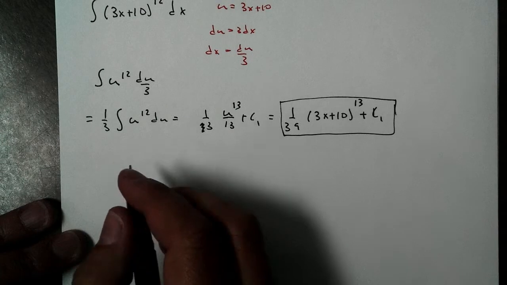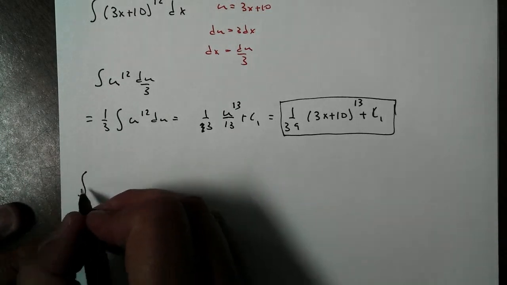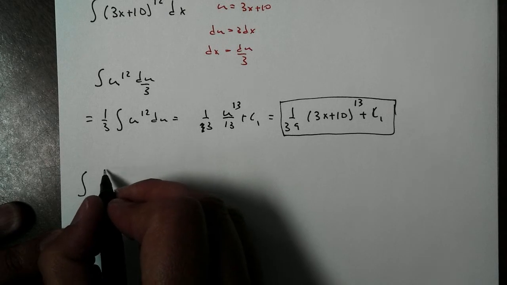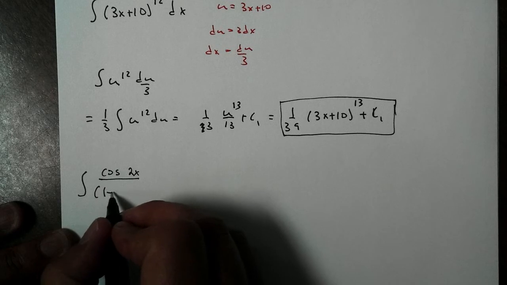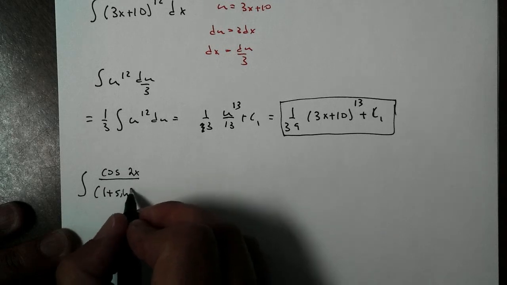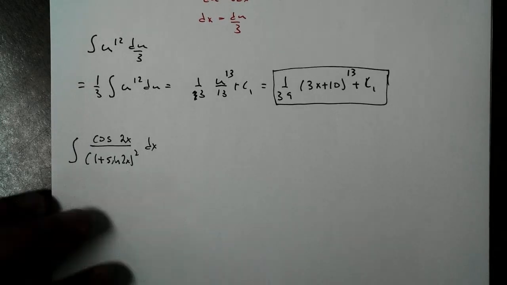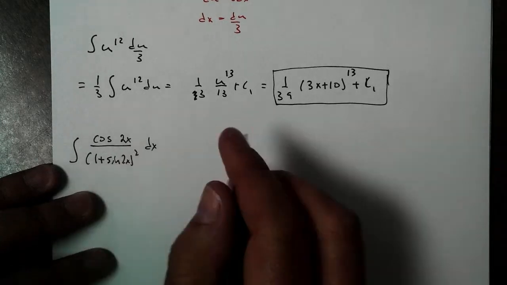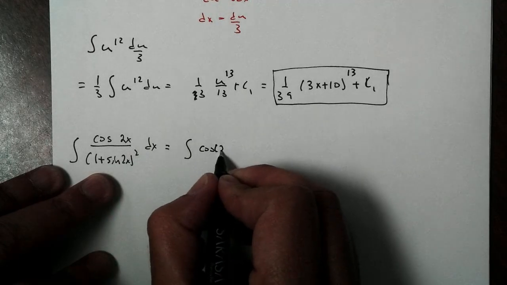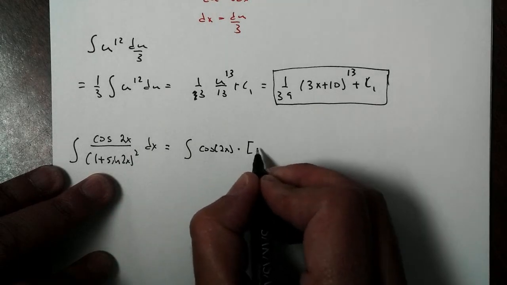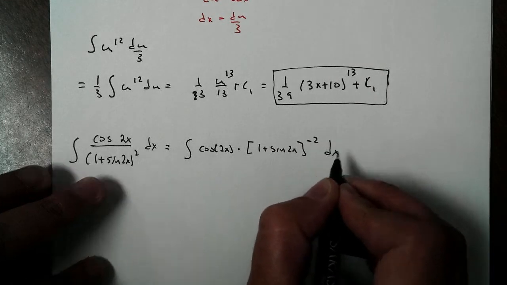Alright, so what if we try another one here? What if we did something like the antiderivative of cosine 2x over 1 plus sine 2x squared? Okay, that escalated quickly. First off, I'm going to rewrite this. There's no quotient rule, so I'm just going to go ahead and rewrite this. Cosine 2x times 1 plus sine 2x to the negative 2 dx.